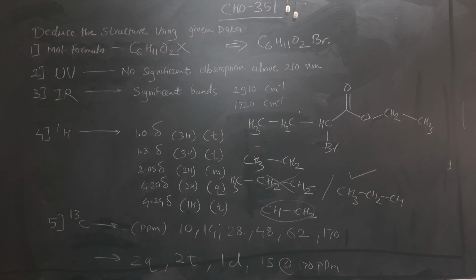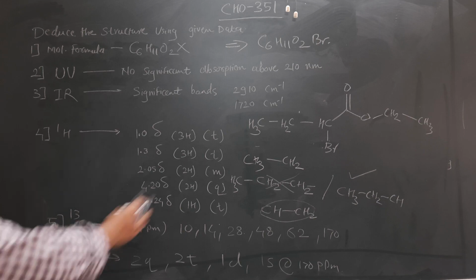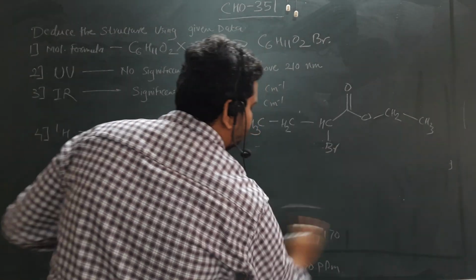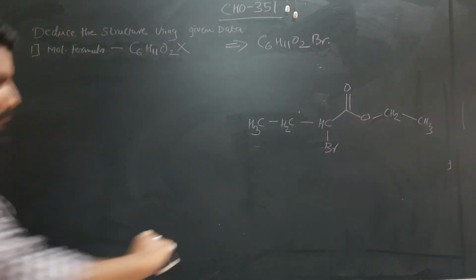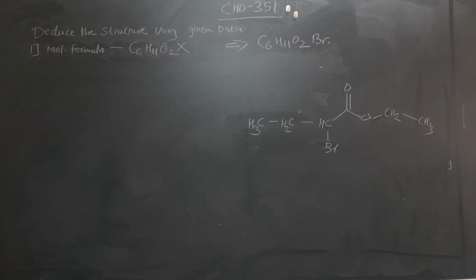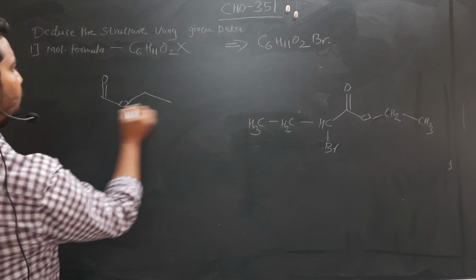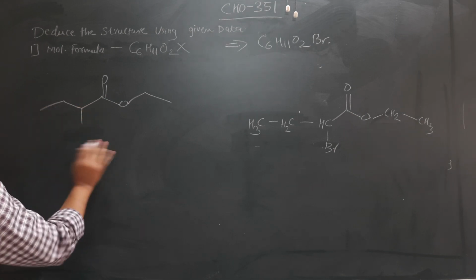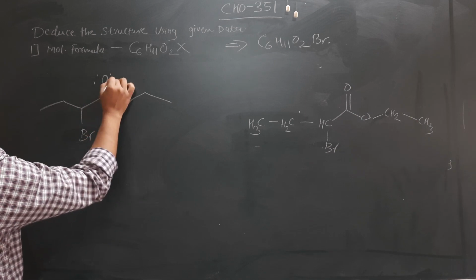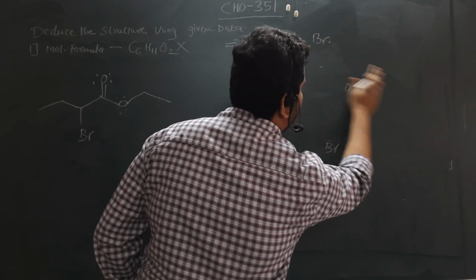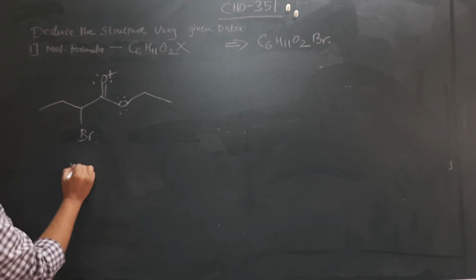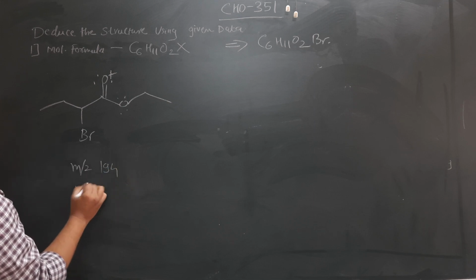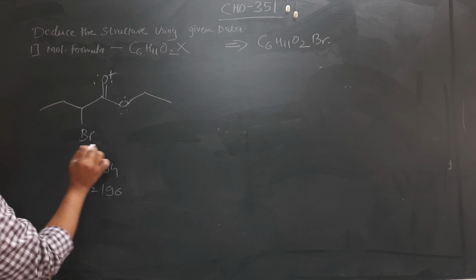So this is going to be your molecule. You can cross check this molecule with the fragmentation pattern. Just knock out one electron, it will give M/Z 194 and M/Z 196, because of two isotopes of bromine.